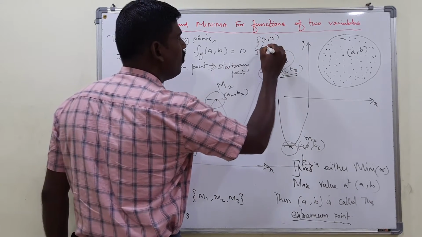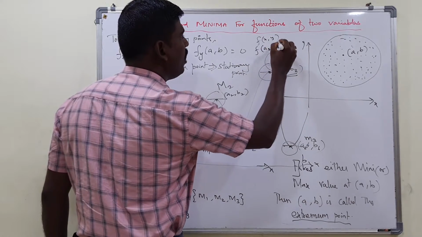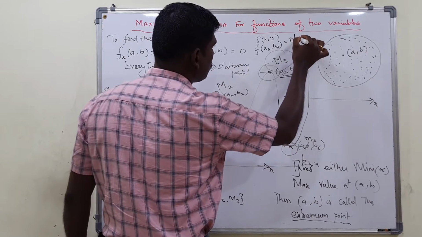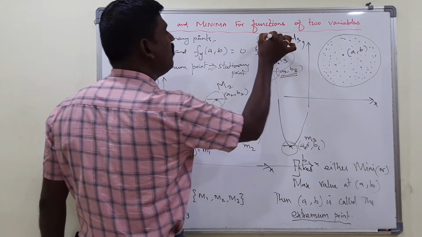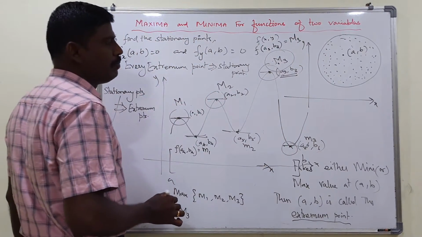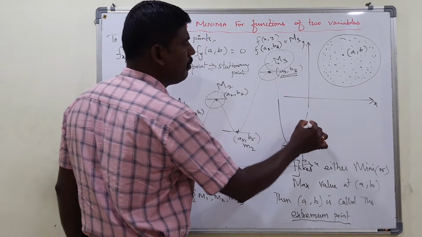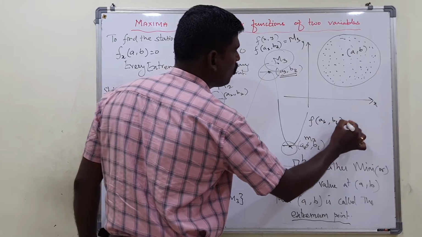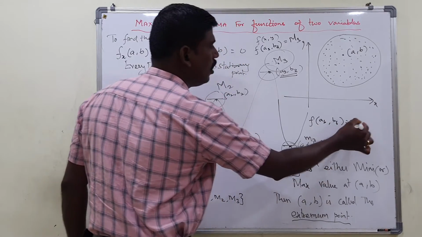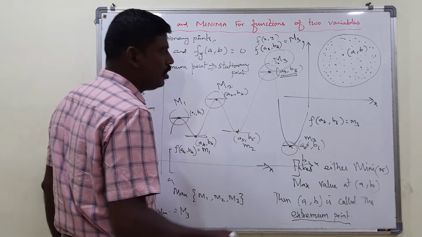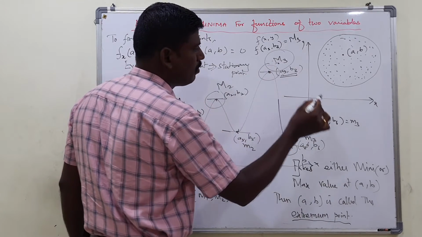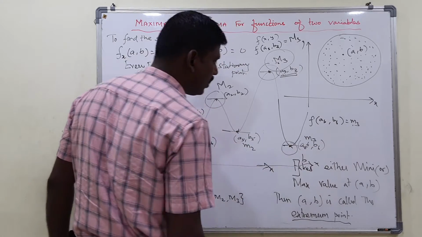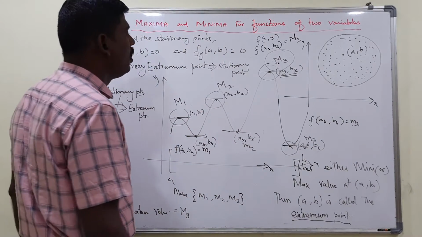That means f(a3, b3), the value of the function at (a3, b3), takes the maximum, and the maximum value is obtained by substituting these points into the given function. In the same way, for the minimum, f(a6, b6) is equal to small m3, so this is called the overall minimum of the function f. This is the maximum value of the function at the point (a3, b3), and this is the minimum value at the point (a6, b6).